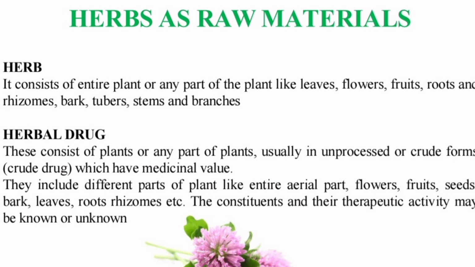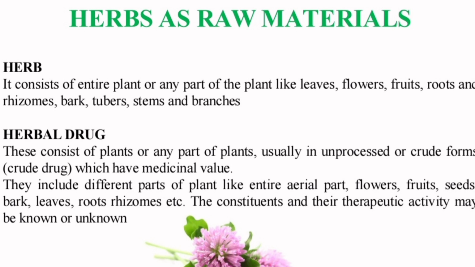Then what is herbal drug? They consist of a plant or any part of a plant, usually in unprocessed or crude form, that is crude drug, which has medicinal value. Means we are going to select certain plants and use the specific part of the plant as a drug, that is herbal drug, but it may be in an unprocessed form.